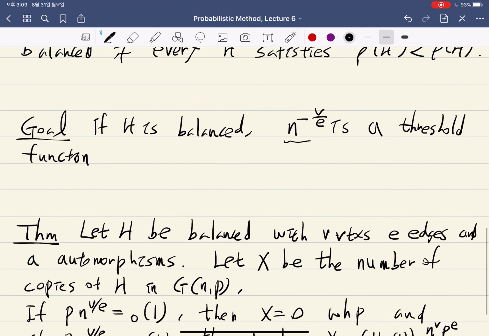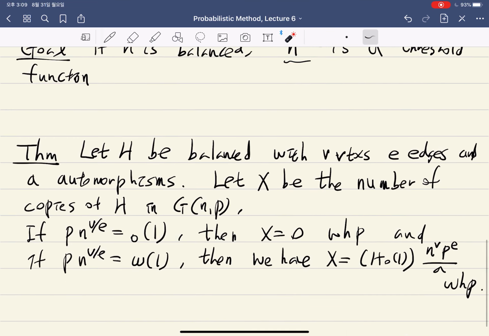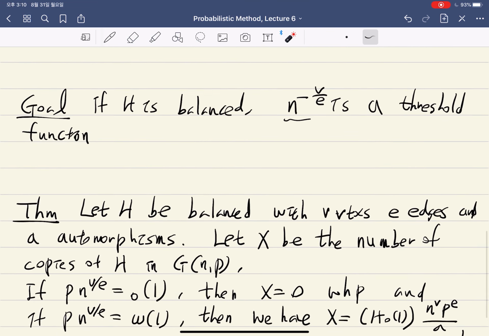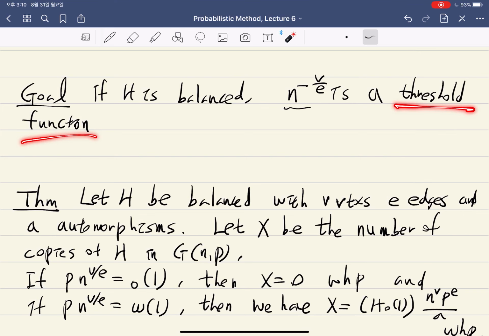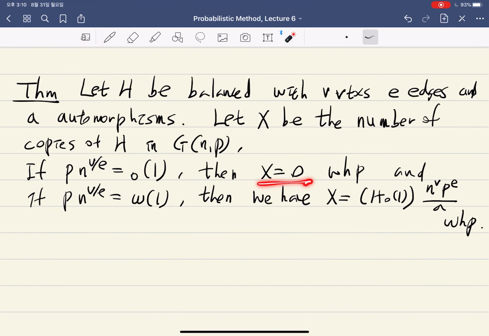So this is just a restatement of this with slightly more information. So this is a threshold function just means that this is 0 and this is strictly bigger than 0 with high probability. But here we can actually estimate this X for this case.